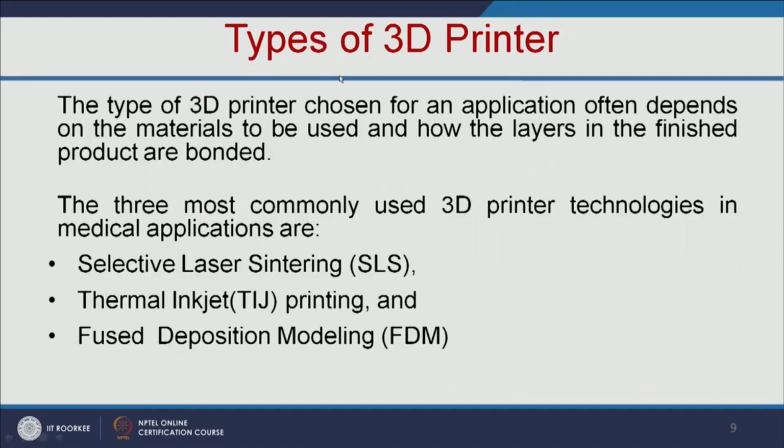So let us see the types of 3D printer. So there are three types. First one is selective laser sintering, next one is thermal inkjet printing, and third one is fused deposition modeling. Okay. So the selection of 3D printer is based on the material which you want to use, and also how the layers in the finished product are bonded.